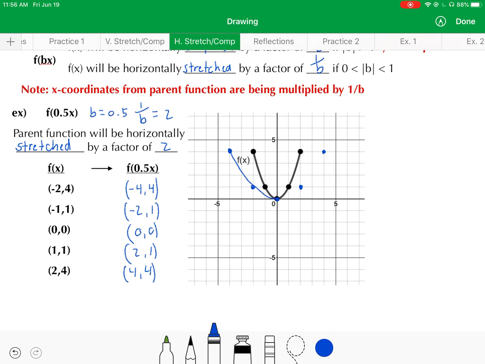And again, I know it has kind of like this widening effect here. Think of it, you're taking both ends of the original parabola and you're pulling them to the left and to the right to have this stretched appearance. Okay.